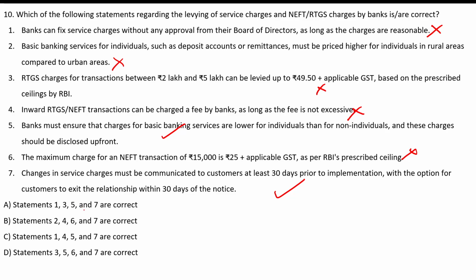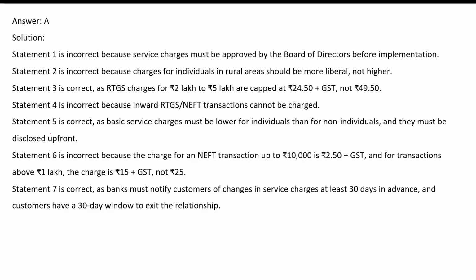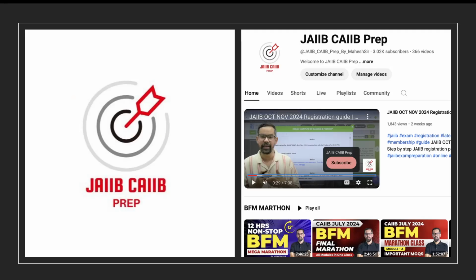So 5 and 7 should be there. So no option is there. So it should be 5 and 7. 3 is not correct. 1 again is also not correct. So statements 5 and 7 are correct. Here statement 1 is stated as incorrect, as RTGS charges are incorrect. So the reasoning provided is correct, but here it is mentioned as correct, but it is not correct. 5 and 7 are correct. So there is a change in option. A typographical error was there.